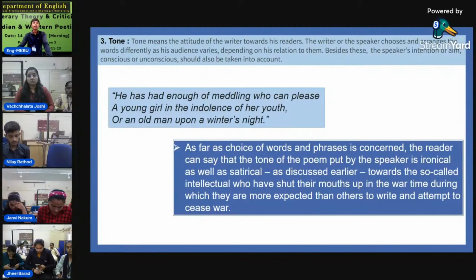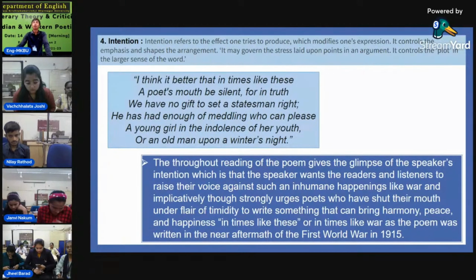Now for intention. Intention is the very basic thing from which everything emerges, our sense and all the things. Intention refers to the effect one tries to produce. So here, the poet's intention is to cease the war.